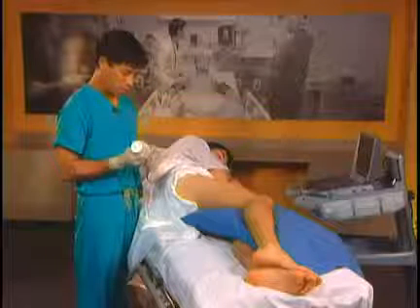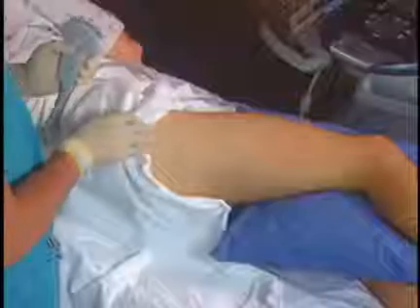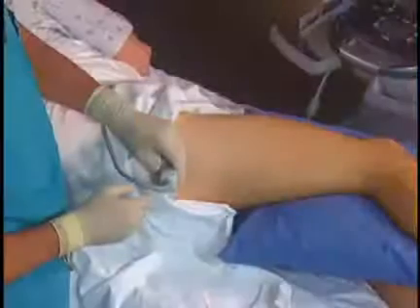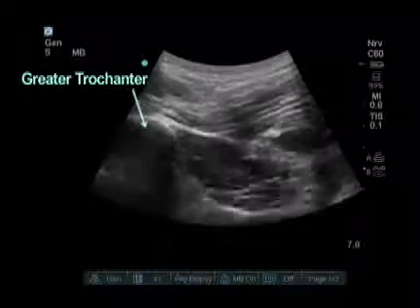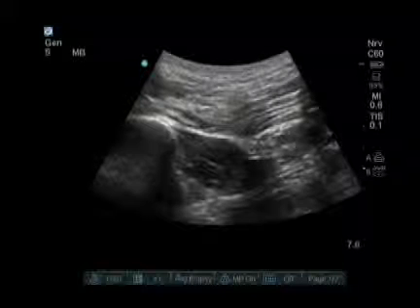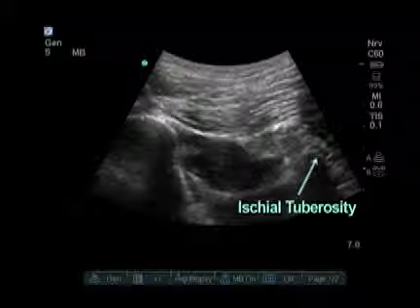So some of the landmarks we use for the subgluteal sciatic nerve block are the greater trochanter laterally, the ischial tuberosity medially, and directly in between these two is where we place the probe. The initial view we see is the greater trochanter on the left side of the screen. On the right side of the screen we see the ischial tuberosity.